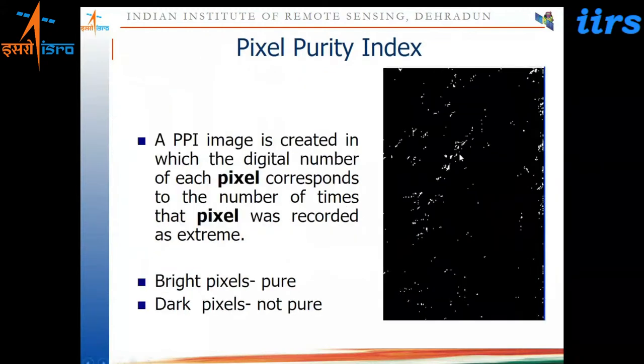As I said in the initial slide also, there is spectral data reduction and spatial data reduction. Now if you look at this carefully, the pixels which are appearing black are not the pure pixels. These are not the end members. So if I have to choose the training sites or the end members from the image, what do I have to do? I only have to concentrate on the pixels which are appearing bright or white in this image.